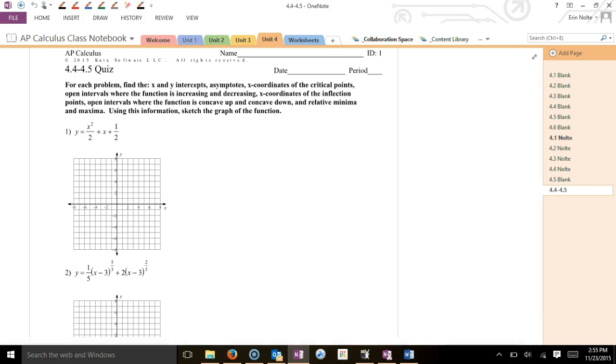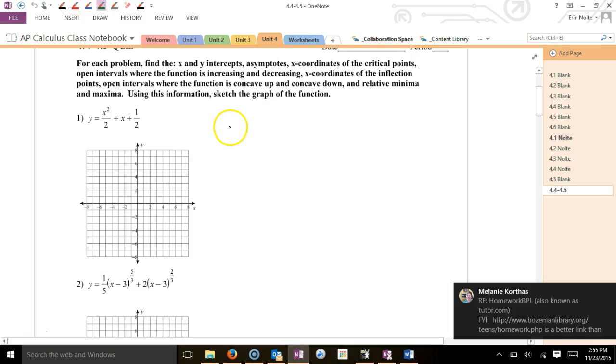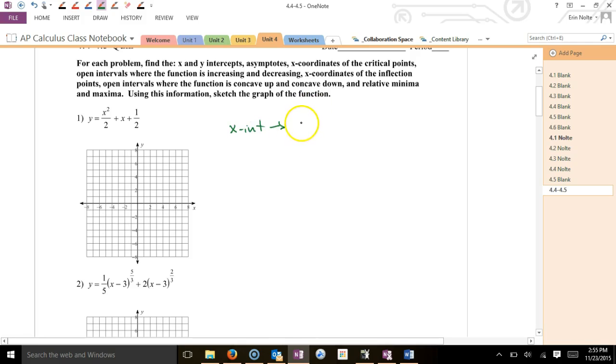Okay, so this is basically graphing the function using your first and second derivatives to find maxes and mins and concavity. I'm not going to do all of this, I'll run you through it. So the first part is x and y intercepts. To find the x-intercept, you set f of x, or in our case right here in this example, y, equal to 0, and solve.